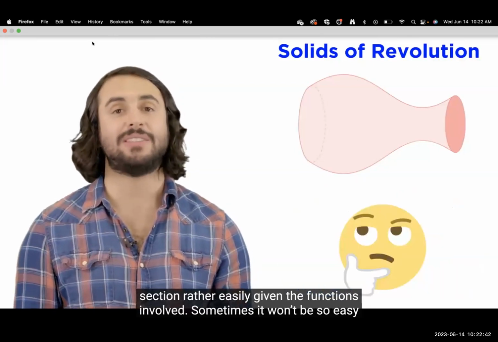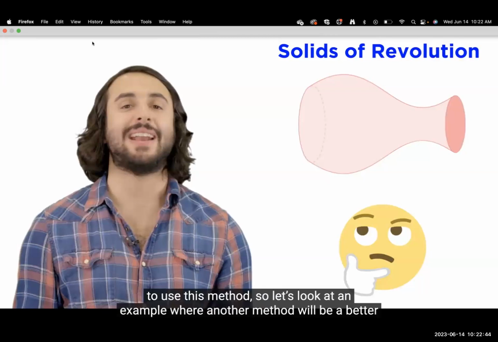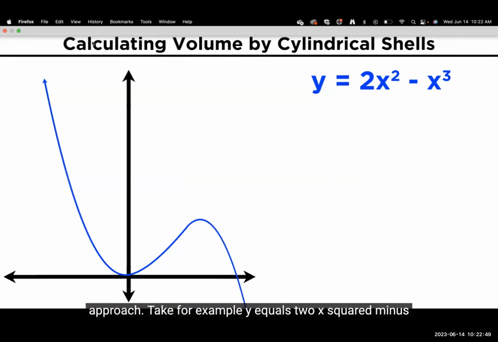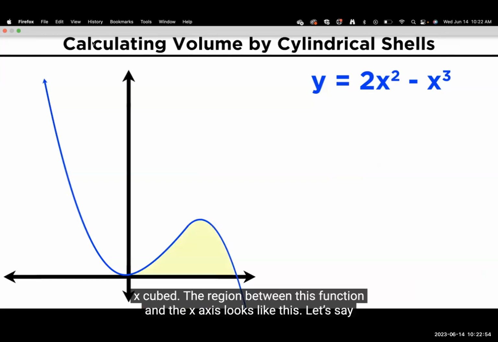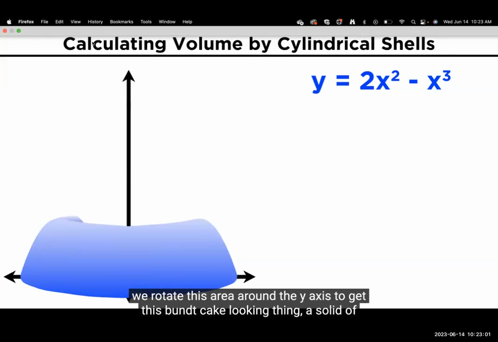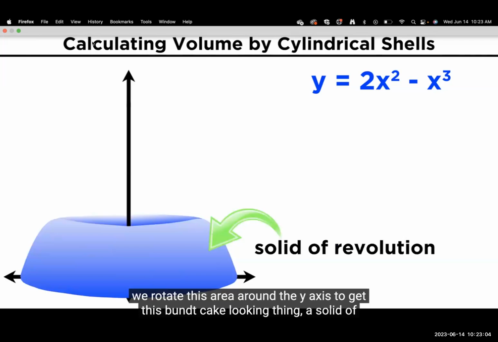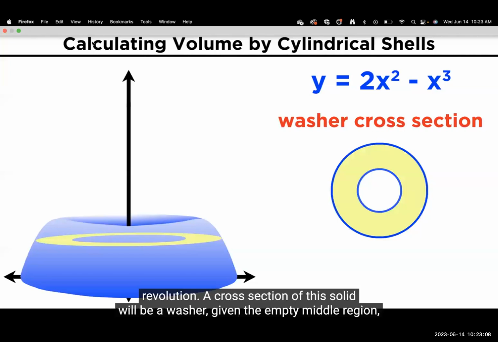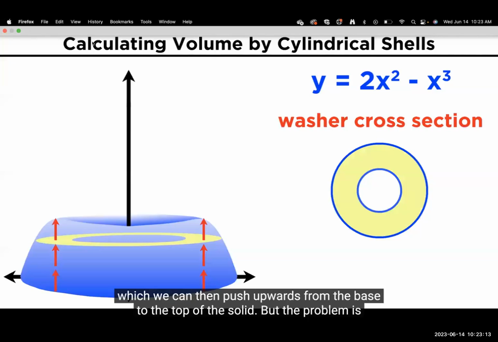Sometimes it won't be so easy to use this method, so let's look at an example where another method will be a better approach. Take, for example, y equals 2x squared minus x cubed. The region between this function and the x-axis looks like this. Let's say we rotate this area around the y-axis to get this bundt cake looking thing, a solid of revolution. A cross-section of this solid would be a washer, given the empty middle region, which we can then push upwards from the base to the top of the solid.